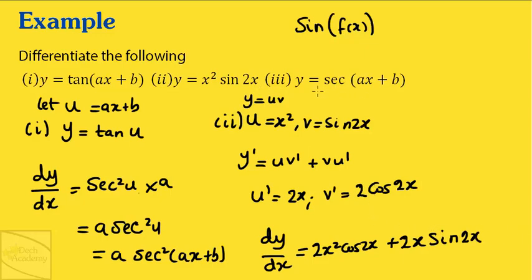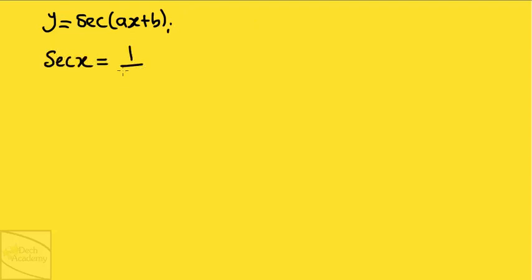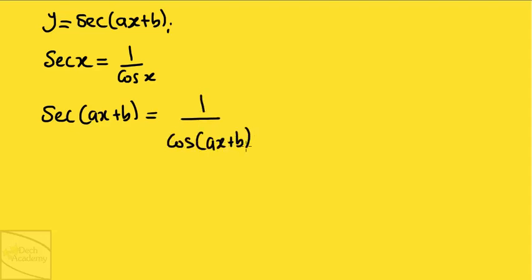And finally, the last function: we need to differentiate y is equal to sec(ax plus b). Okay, so I'll just write that here so I don't forget. Now if you know that sec x is 1 over cos x, you can easily deduce that sec(ax plus b) is equal to 1 over cos(ax plus b). And of course this is the same thing as cos(ax plus b) raised to the power of minus 1.